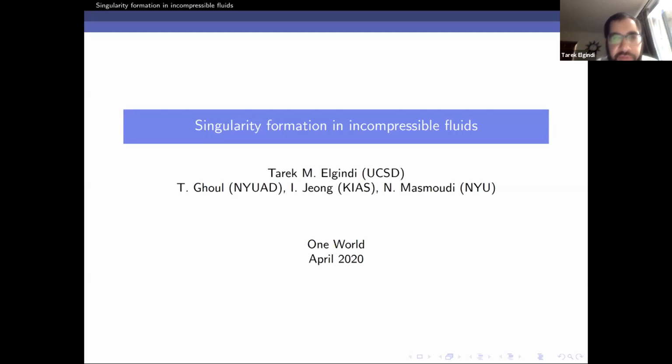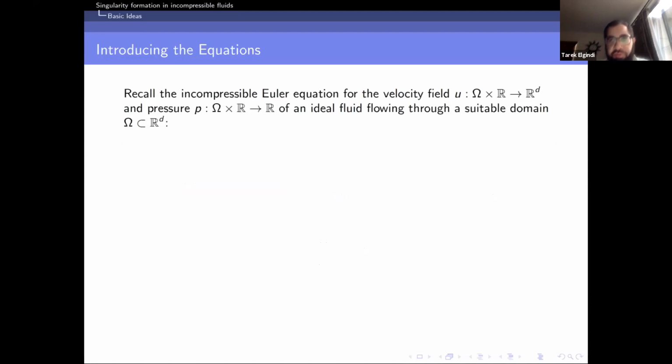So today I'm going to talk about singularities in the Euler equation. The talk is not going to be very technical. I'm going to be presenting some ideas and broad lines. I hope most people should be able to follow. Okay, so let's start. First, let me just recall the Euler equation.